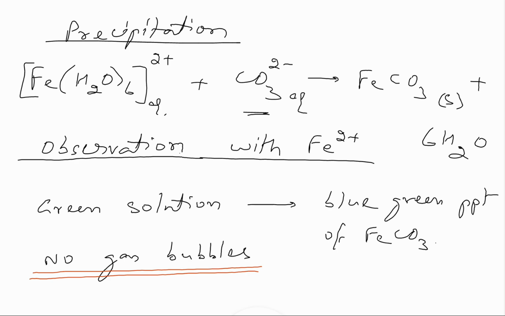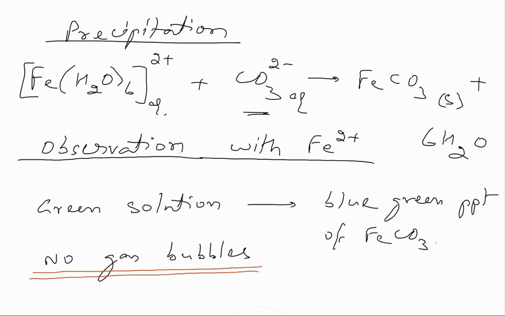So you can see that the observation when you add the same sodium carbonate to an Fe2+ aqueous solution is that you would see only a blue-green precipitate of iron carbonate and no gas bubbles would be seen.